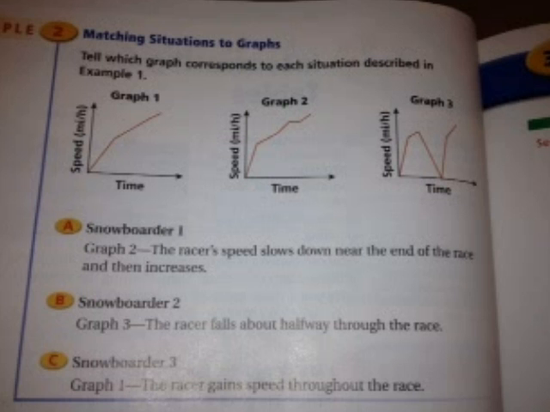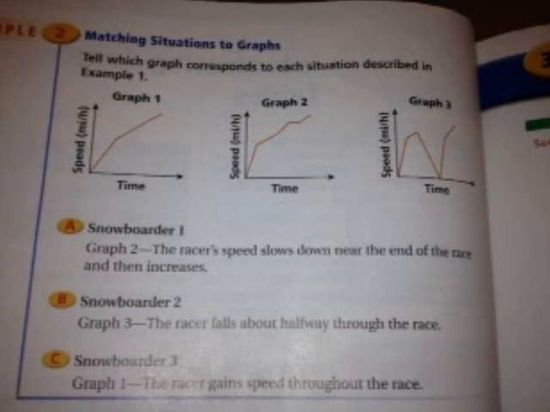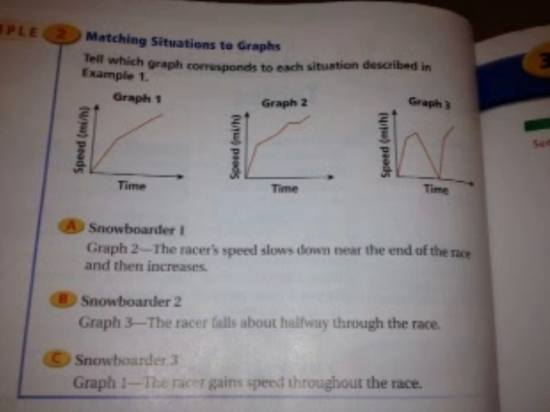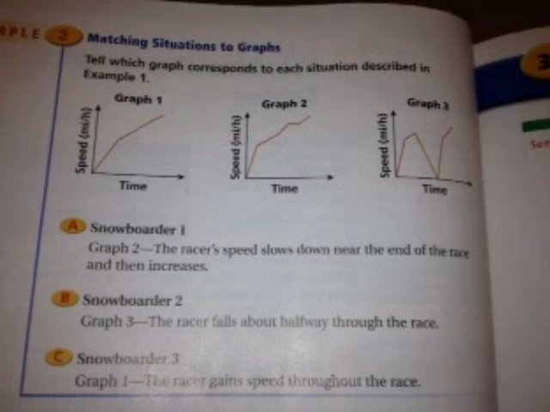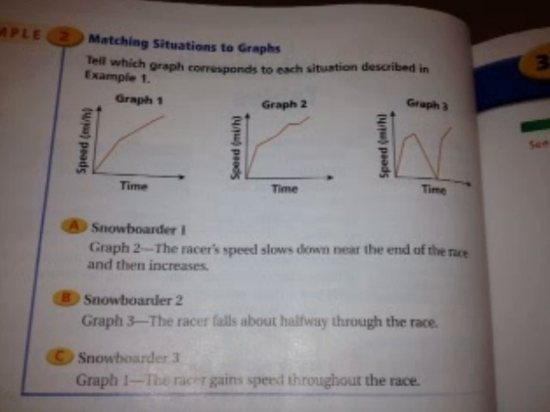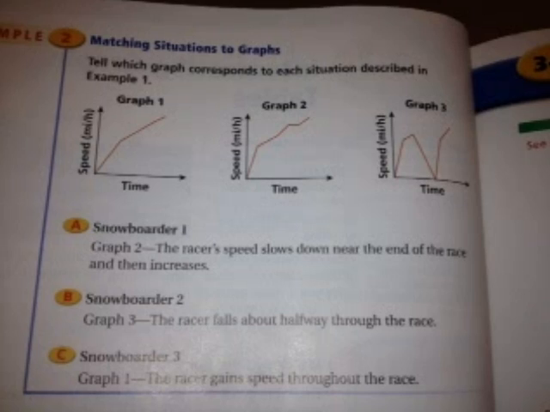If you notice the graph, when you start off the race, you start off at 0-0, right? And then you pick up speed. But if you fall off the bike, guess what's going to happen? You're going to go back to 0 and then eventually pick up speed. So that's why we know that graph number 3 is actually snowboarder number 2. All right?